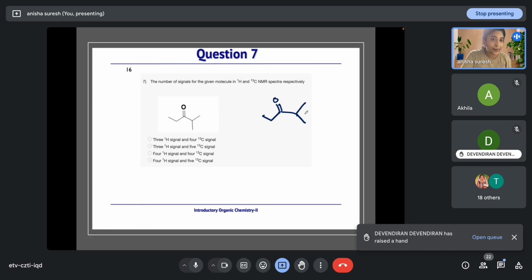So these two will be identical. We can name them A carbons. This will be B, C, D, E. So total how many signals? 5 signals will be there for 13C NMR spectra. Clear? Now how many signals will be there for proton NMR spectra?